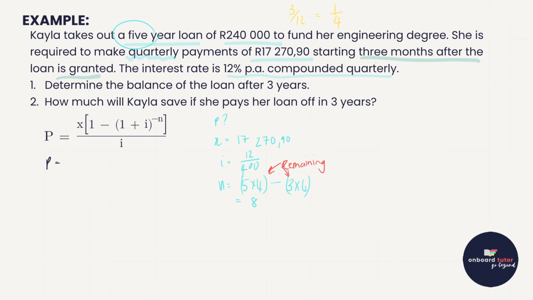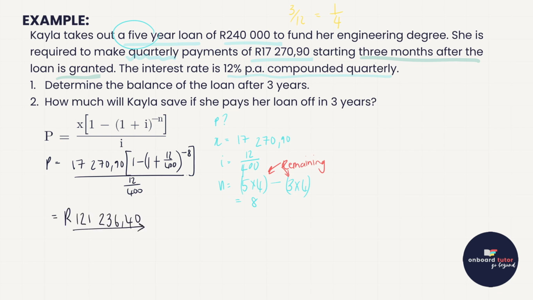Let's substitute in what we've got. P is equal to X, which is quite a chunky sum, but at least it's only quarterly. 17,270 Rand and 90 cents, times 1 minus 1 plus 12 over 400, to the power of minus 8, all divided by 12 over 400. Let's work that out on our calculators. The remaining amount to be paid, the settlement amount, is 121,236 Rand and 40 cents once you calculate this whole thing.